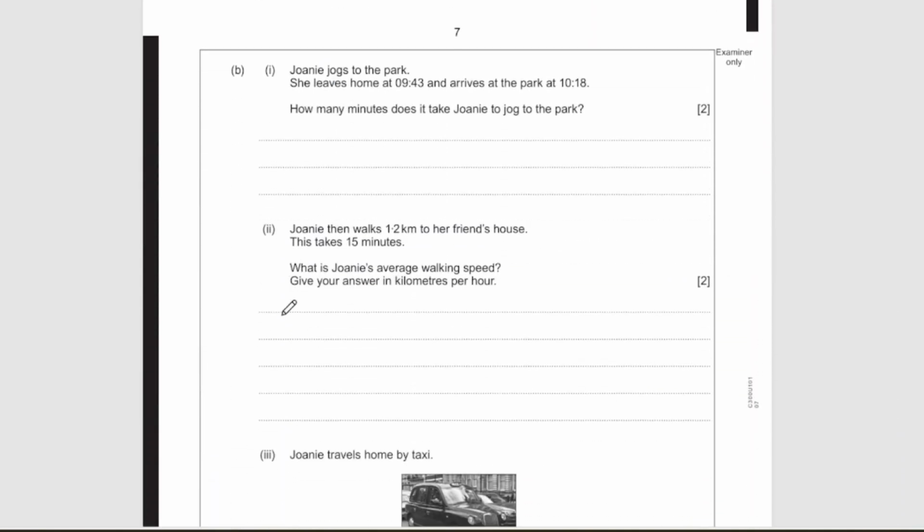Joni jogs to the park. She leaves home at 9:43 and arrives at 10:18. How many minutes does it take Joni to jog to the park? So she sets off at 9:43. There we are, 9:43. If we add 7 minutes, that would take us to 9:50. Add another 10 minutes, takes us to 10 o'clock.